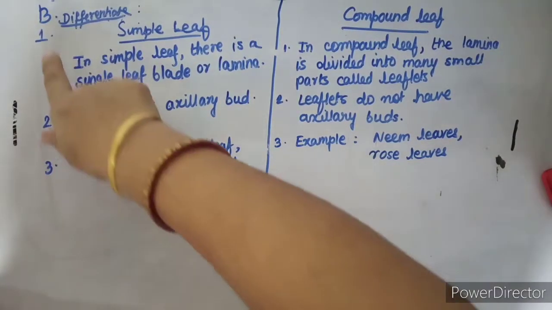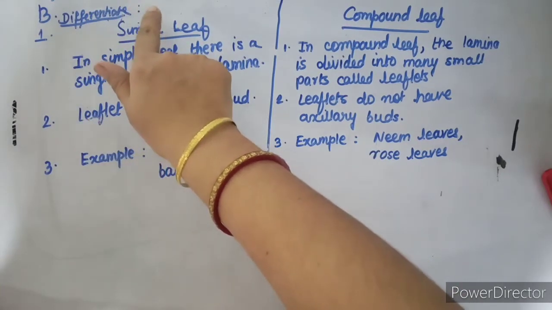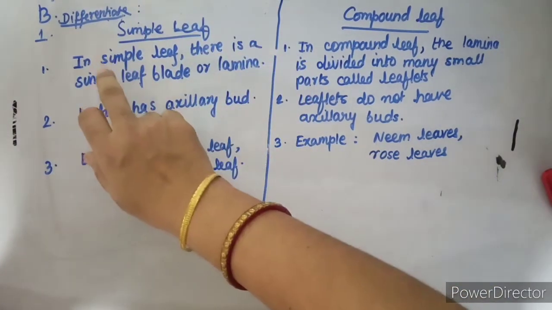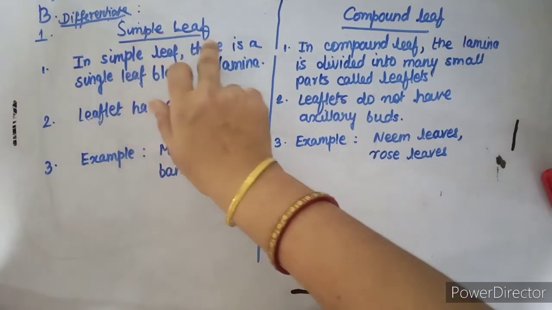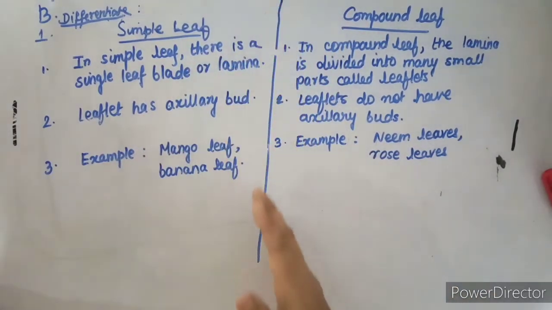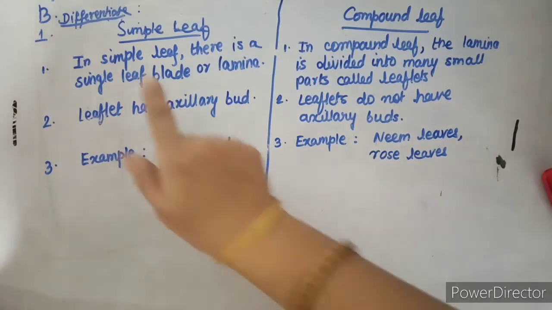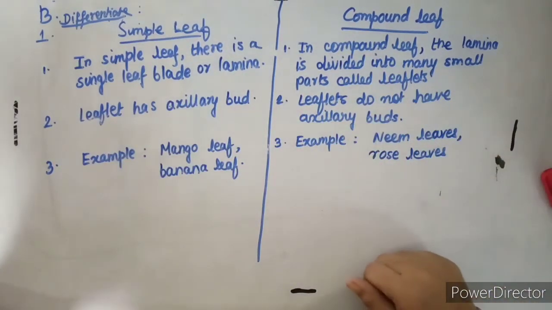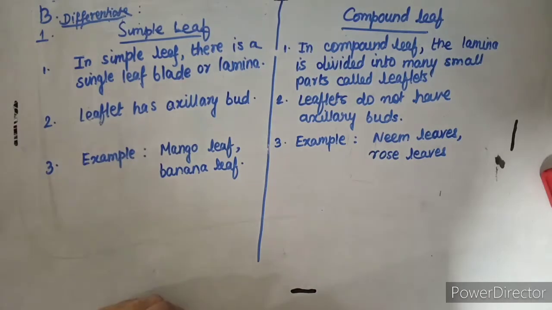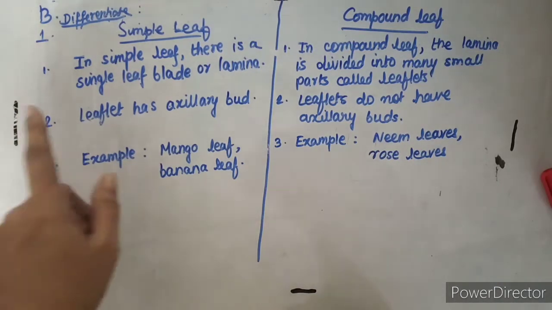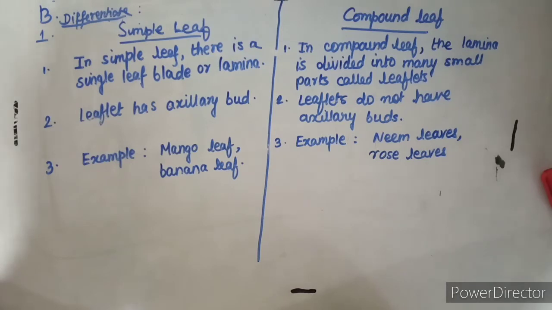See, I have written B, differentiate. You have to write the question, simple leaf and compound leaf. Then I have given you the answer. So we have to part the page into two halves, simple leaf and compound leaf. Now write down the differentiation. First point: in simple leaf, there is a single leaf blade or lamina. In compound leaf, the lamina is divided into many small parts called leaflets.